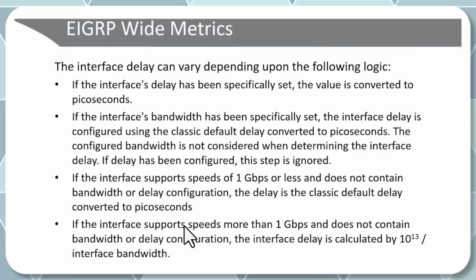If the interface supports speeds of more than 1 gigabit and does not contain bandwidth or delay configuration, then the interface delay is calculated by 10 to the power of 13 upon interface bandwidth. Here we are converting into picoseconds, here we are using 10 to the power of 13. So the differentiation can be calculated.